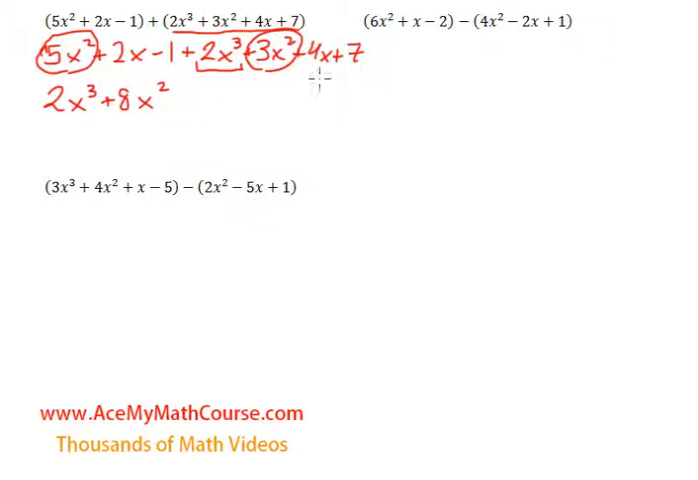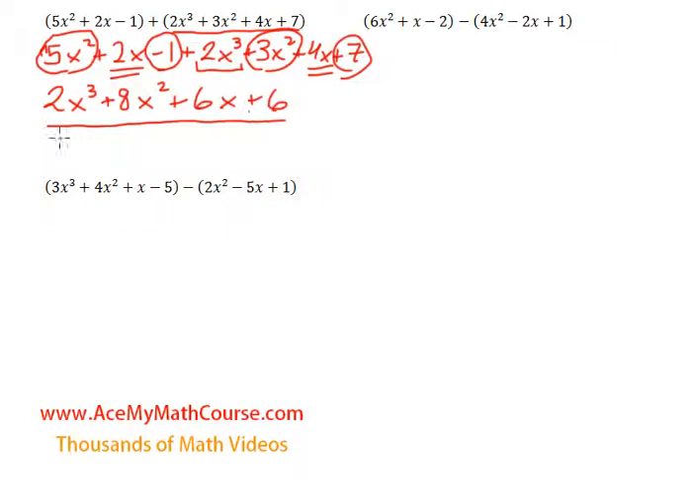Okay, what about terms with an x? We have 2x and 4x. 2x plus 4x is 6x. Then finally, we have two terms with no x. The negative 1 and the 7. Negative 1 plus 7 is just 6. So that's it. We have successfully added the two polynomials.